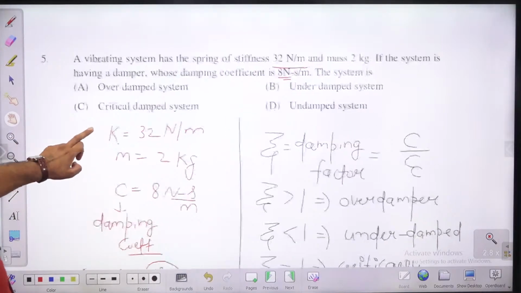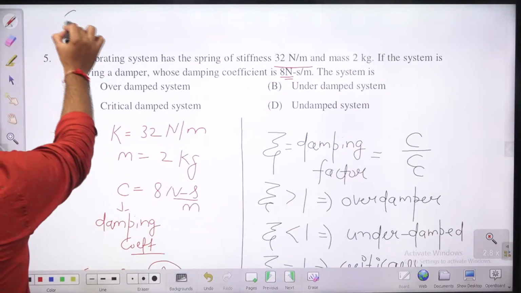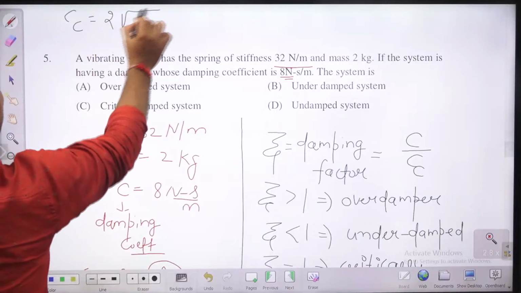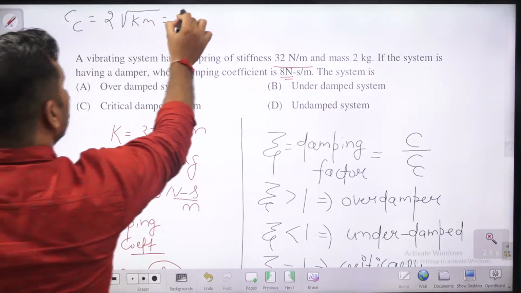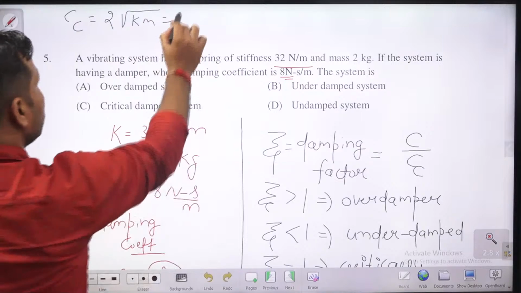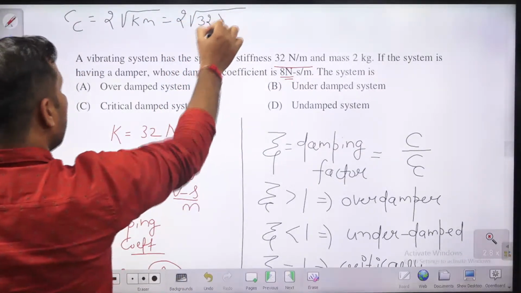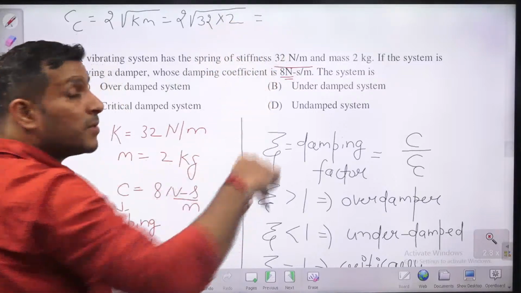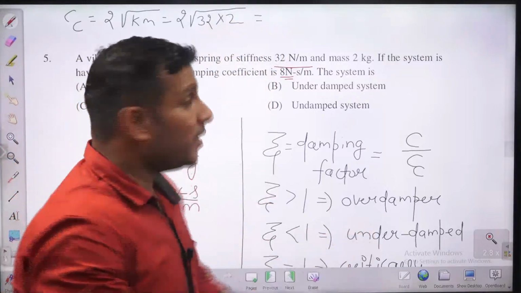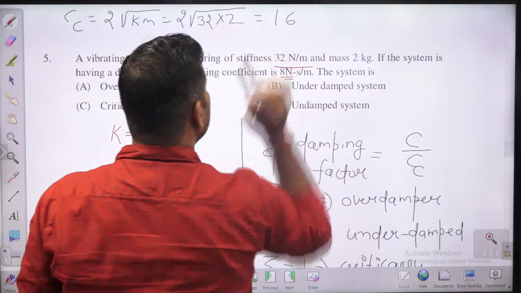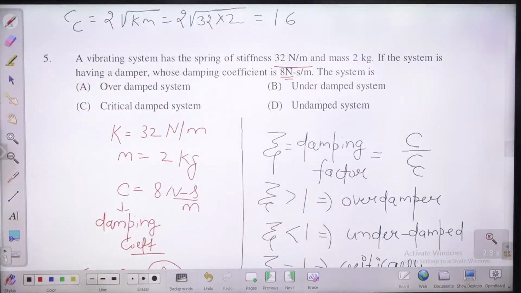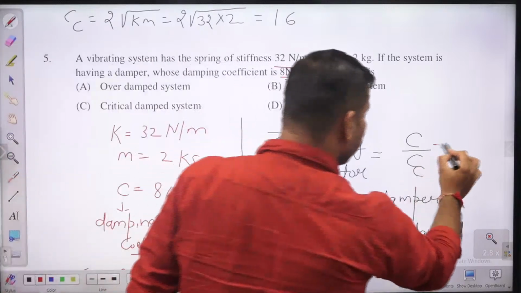Now let us try to find out the Cc guys here. So Cc equal to 2 under root km. If we put the values here, how much is k? Stiffness is given to you, 32. How much is mass guys? Mass is 2. So this will become 64. Under root 64 means 8, so this will become 16 guys. Cc you are getting 16. How much is the damping coefficient? It is 8. How much is Cc?